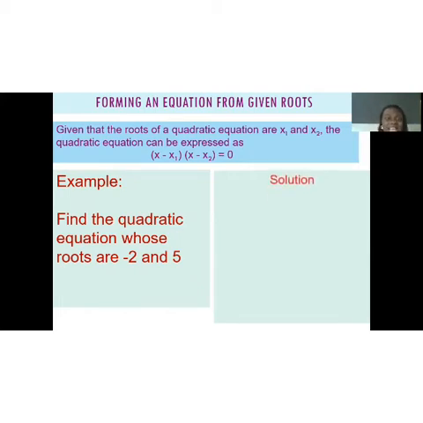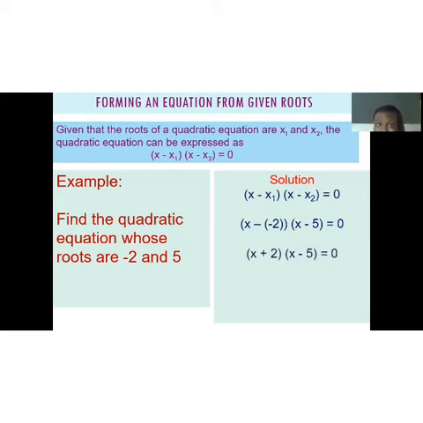So we're going to look at (x minus x1)(x minus x2) equals 0. Now, wherever we see x1, we're going to put minus, take note of the minus, we're going to put minus 2. And wherever we see x2, we're going to put 5. So it's going to look like this: (x minus minus 2)(x minus 5) equals 0. Now, of course, you know that minus times a minus gives you a plus. So we have (x plus 2)(x minus 5).